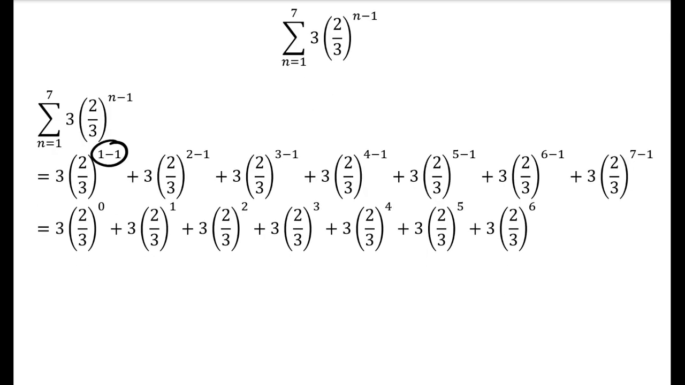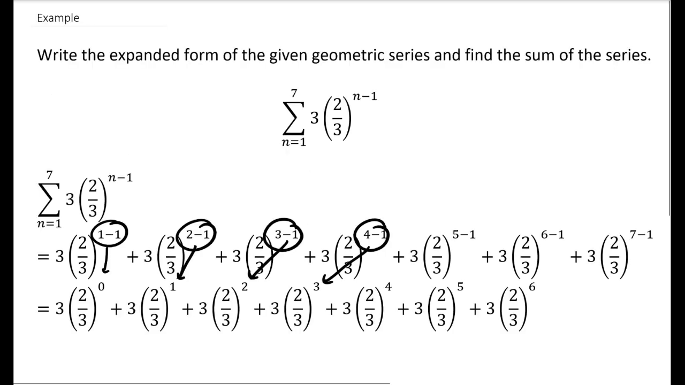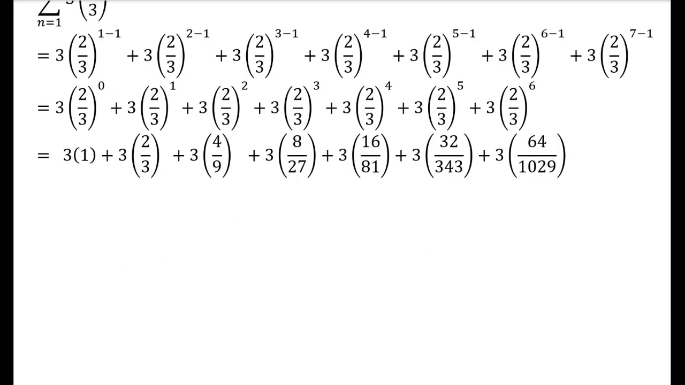All right, so now that we get that, we're going to simplify this. 1 minus 1 is 0. 2 minus 1 is 1. 3 minus 1 is 2, and so on. Next step, anything to the 0 power is 1. 2/3 to the 1 power is 2/3. 2/3 to the second power, well, 2 squared is 4. 3 squared is 9, so that's how we get 4 over 9. Now, 2 to the third is 8. 3 to the third is 27. And that's how you get all the terms.